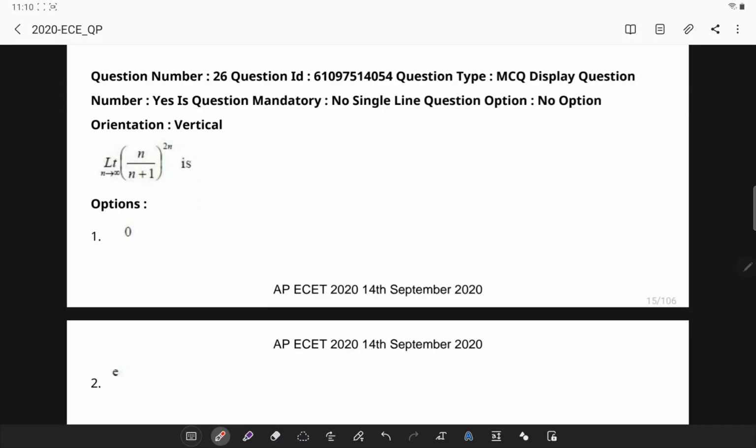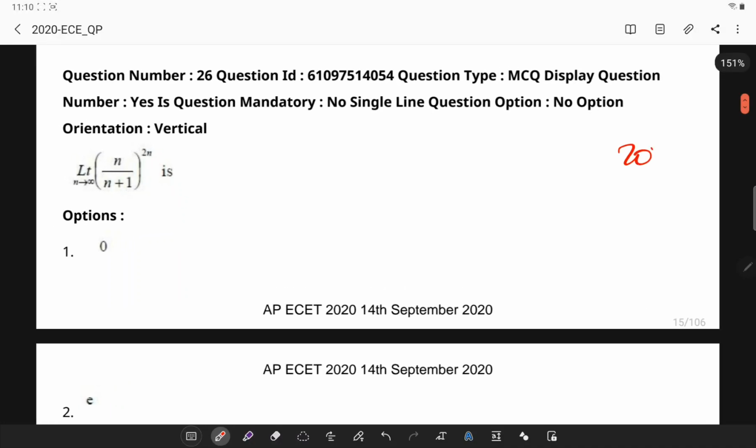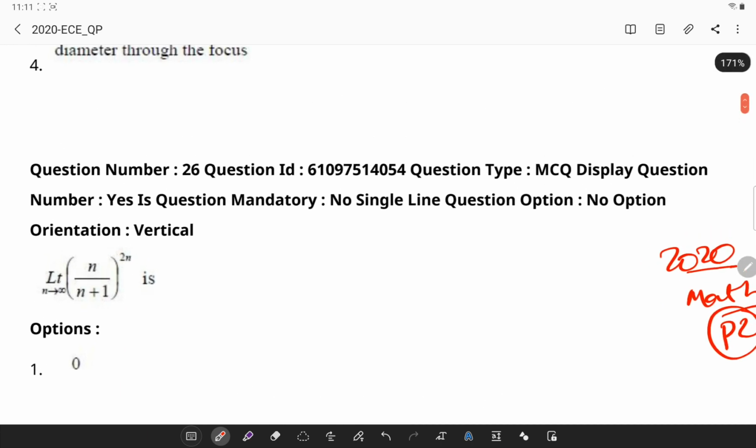Friends, today let's solve 2020 maths ECET questions, the part 2. So here the question is limit n tends to infinity.